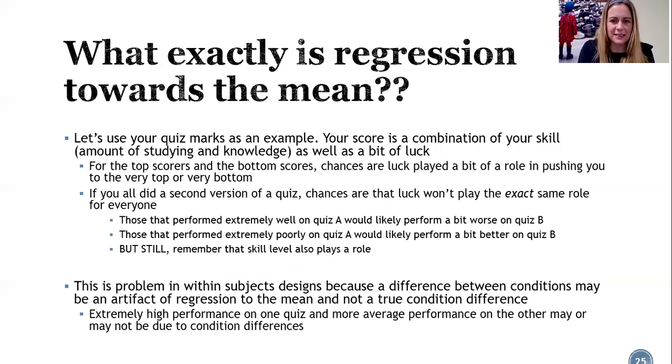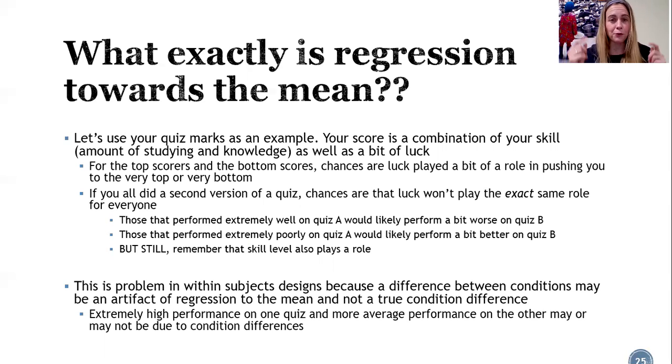So let's use your quiz marks as an example. Your score on any given quiz is a combination of how much you know and how good you are at taking quizzes, but also a little bit of luck, especially given we're using multiple choice questions. So for people who scored really, really high on, let's say, one version of a quiz, or people who score really, really low on that version of the quiz, chances are luck played a bit of a role at pushing those people to the very top or to the very bottom. If we all did 2 different versions of the same quiz, chances are that luck wouldn't play the exact same role.